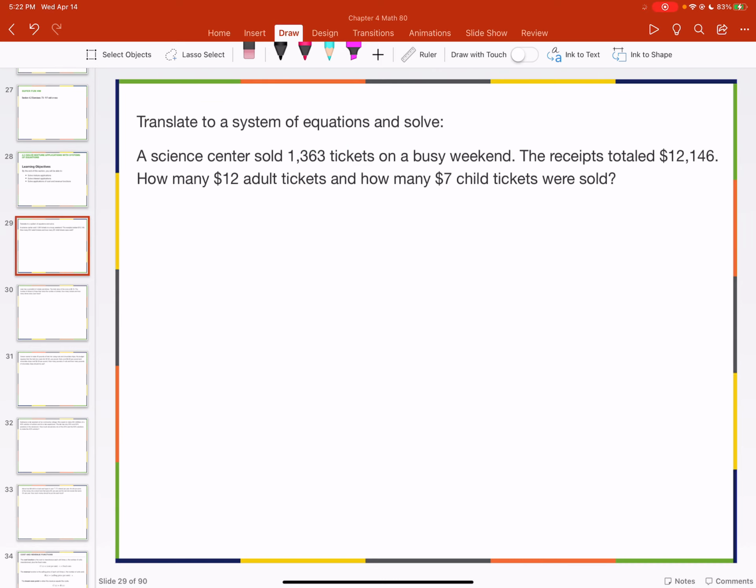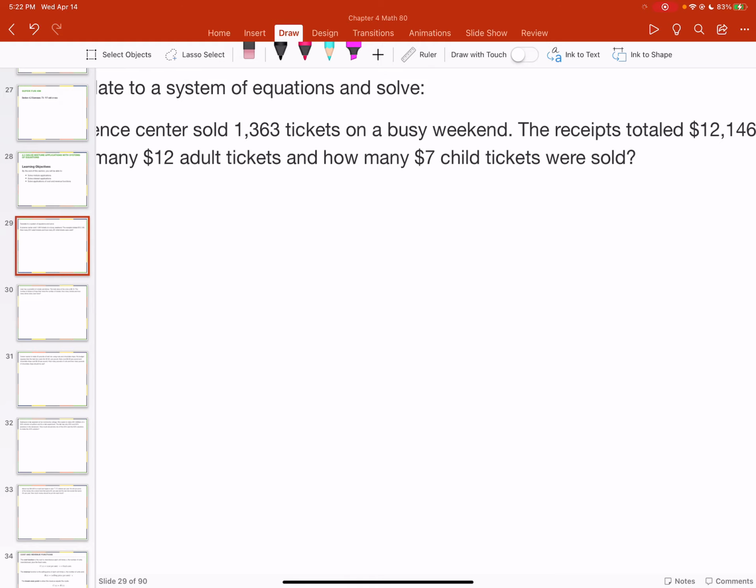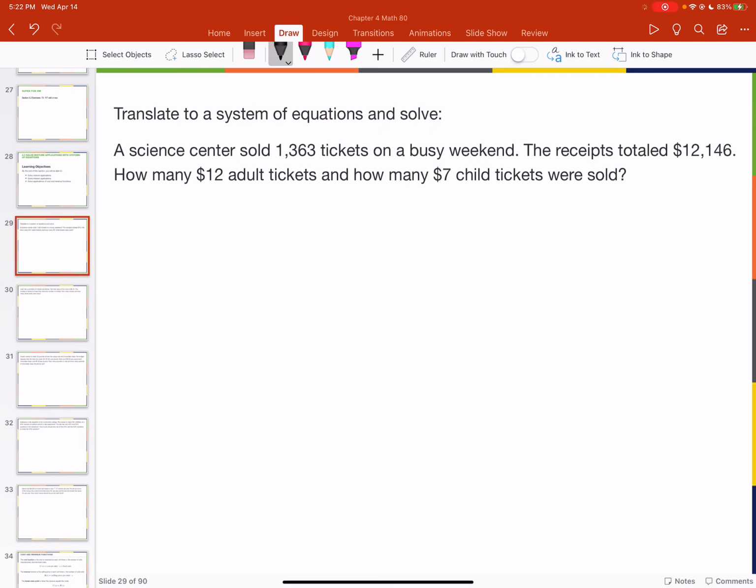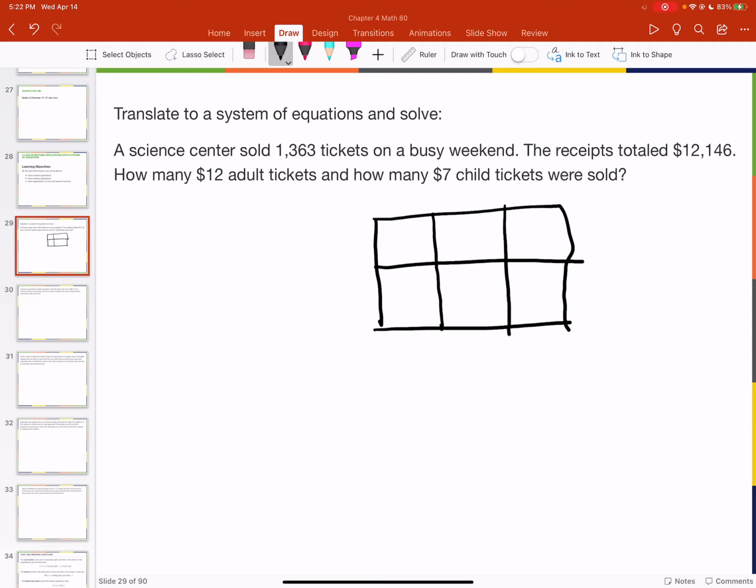We have here a science center sold 1,363 tickets on a busy weekend. The receipts totaled $12,146. How many adult tickets and how many child tickets were sold? So this is kind of like a quantity times price equals total cost, or total value, right? And then we have adult tickets, and then we have child tickets.